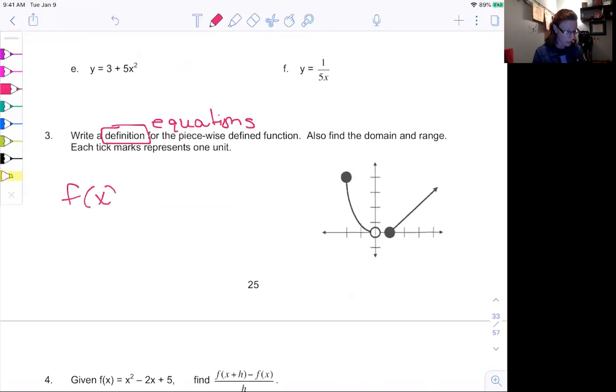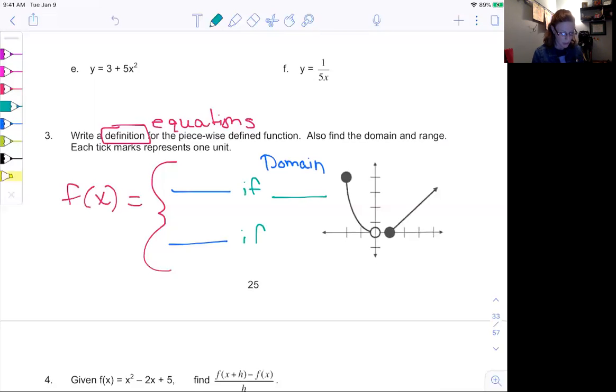So when you write the equation of a piecewise function, remember, you're going to have the equation sitting over here, and then you're going to have the domain of each piece listed next to it. And then it also asks you to find the range. But when you're writing the piecewise function, you're going to think of what the equation is for each one of these graphs that you see. So it looks like a parabola and a line. And then I should have the domain listed next to its matching equation. That's how we write a piecewise function.